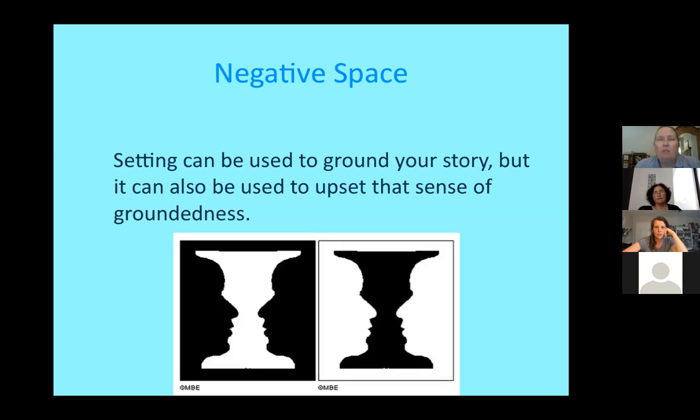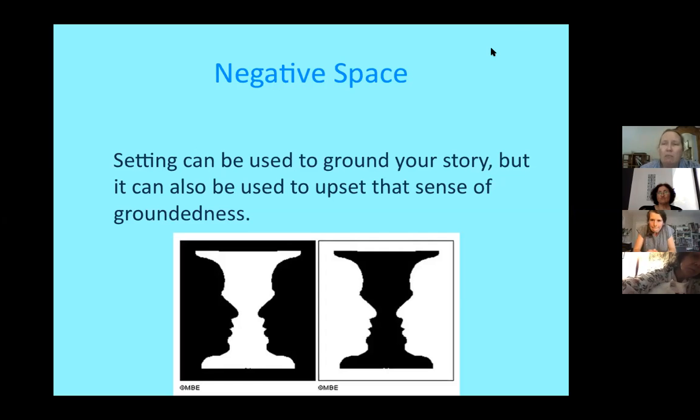And just like we talked about negative space last week, because all of the arts, whether it's dance or painting or writing or playwriting, or what did I say? What did I miss? Music. There's negative space. Negative space kind of frames the positive space.